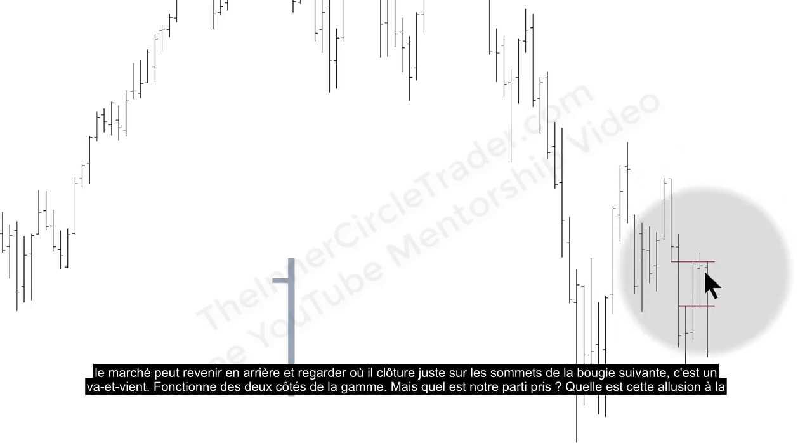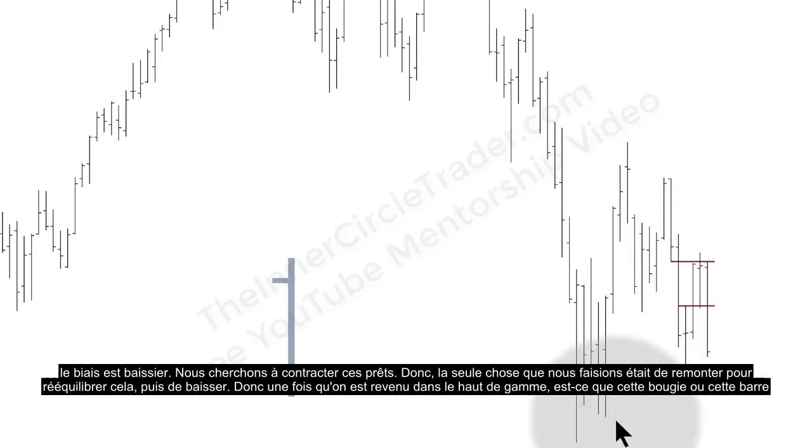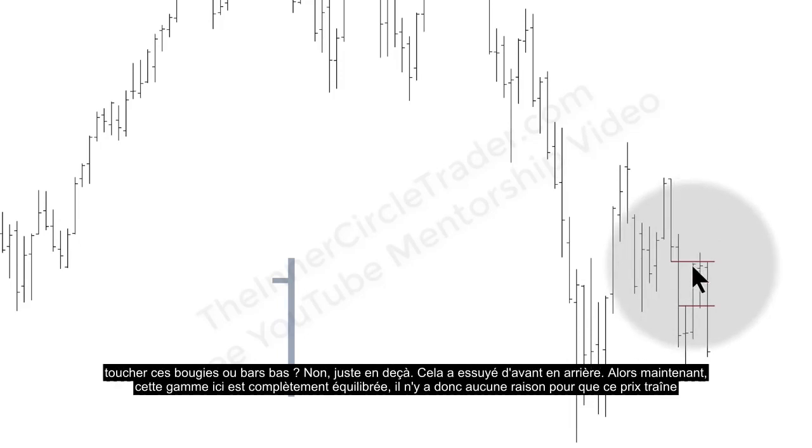But what is our bias? What did I hint at? The bias is bearish. We're looking for these lows to be taken out. So the only thing we were doing was coming back up to rebalance this, then go lower. So once we went back to the top of the range, did this candle or bar touch this candle's or bar's low? No. Just fell short of it. This wiped back and forth. So now this range here is completely balanced.